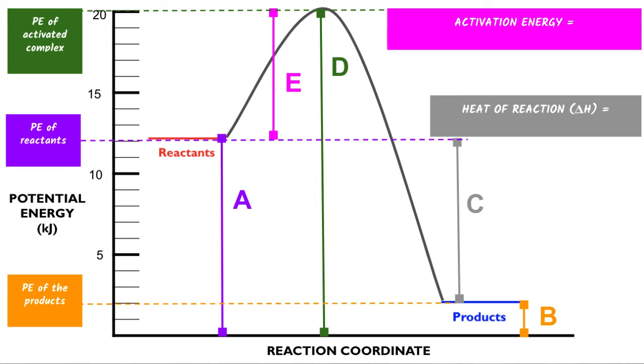So let's think about how we would use the y-axis to find an actual numerical value for all of this information. Let's start with the potential energy of the reactants. That's going to be simple enough. I will literally just read the axis. So 12 kilojoules, because the reactants line is at 12 kilojoules on the y-axis. The products, same thing: 2 kilojoules, because the products is at 2 kilojoules.